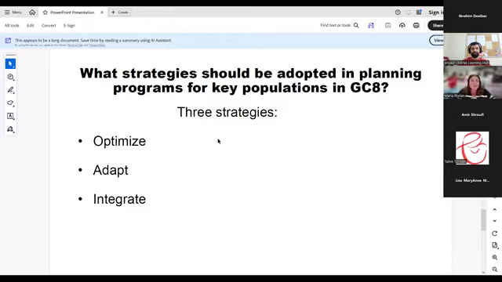So as I mentioned, there are some strategies to adapt to ensure that essential coverage, and this could be around optimization, adaptation, or integration. We can go to the next slide.